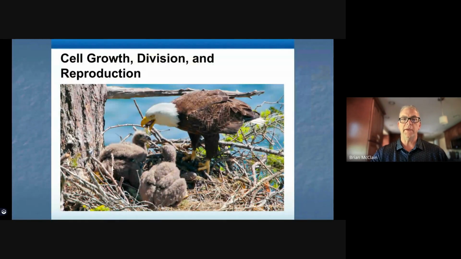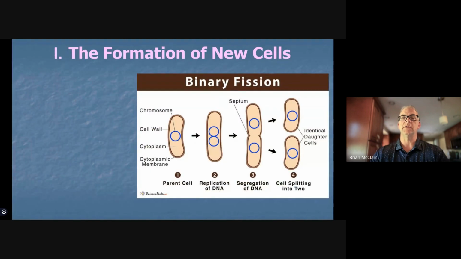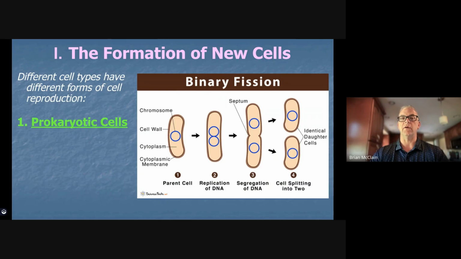So, before we get into that, I want to make sure we all focus on the idea that when we talk about cell division or cell growth and reproduction, we're talking about one of the key characteristics of all living things. And regardless of what type of life you're describing, they are going to definitely have some method and mechanism for how they're going to make new cells.